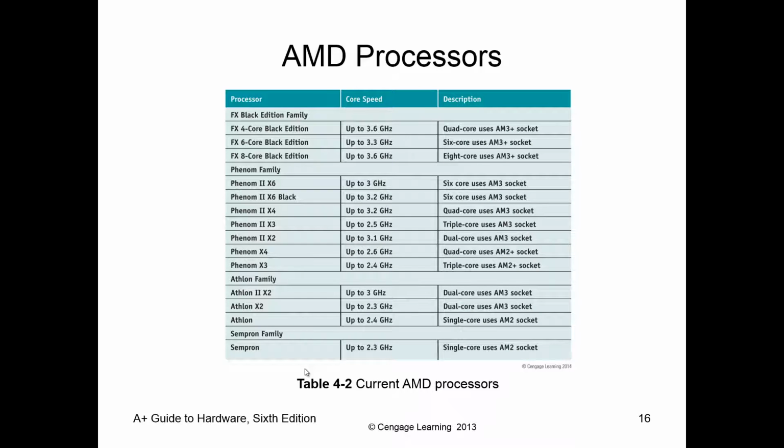So now that we talked about Intel, we can focus on some of the AMDs. Again, AMD, same structure. As they go through different editions or different generations, there are different families. Here we have the Black family and the Phenom family. Then we have the Athlon family and the Sempron family. And again, these are just a few of the AMD processors that are out there. Actually, if we were to list them all, it would be a fairly large list.